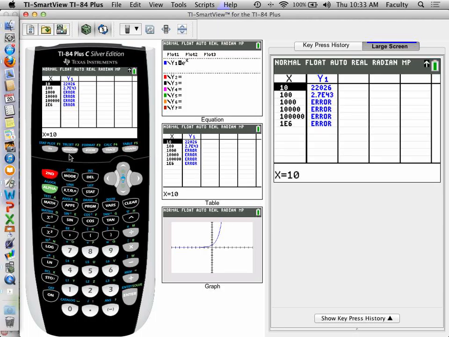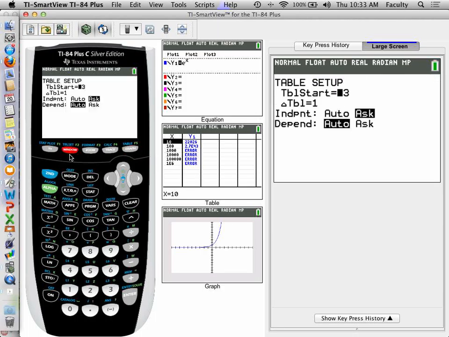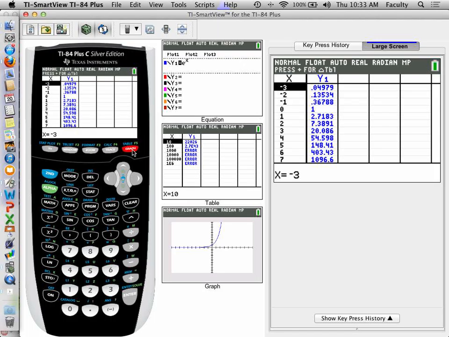Uh-oh, I put it on ask, and I need to go second window, which is table setup, and put it back on auto. So I did that on purpose so that you could see what's going to happen to you sometimes. All right, now just fill in your table from -2 to 2.